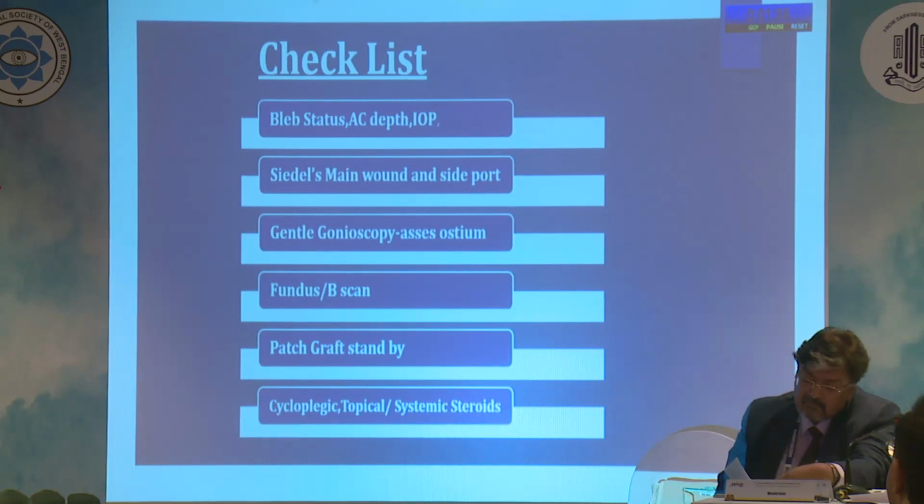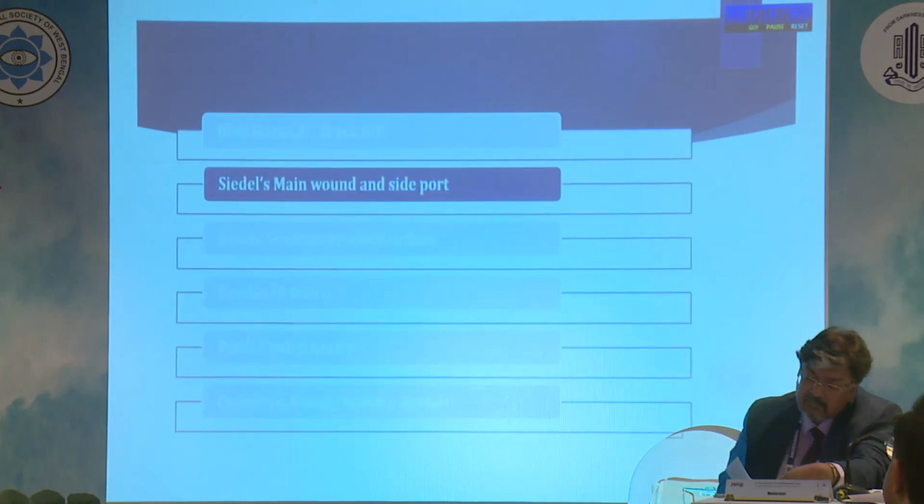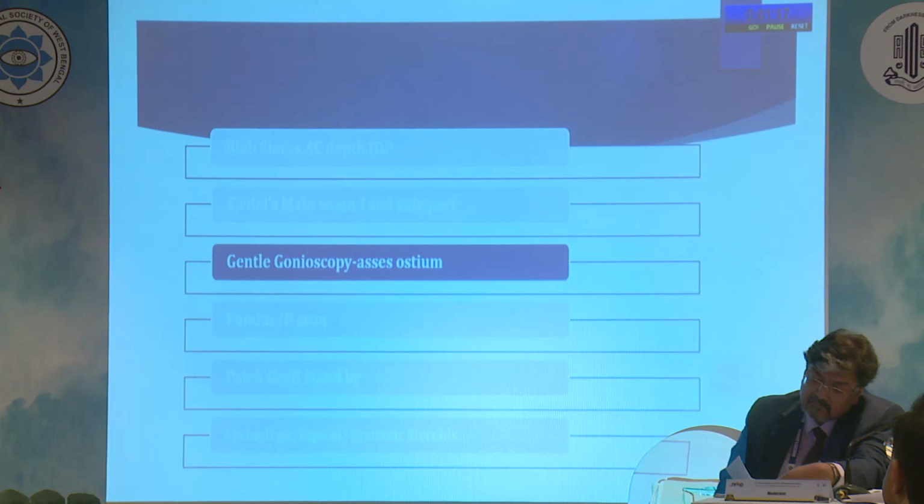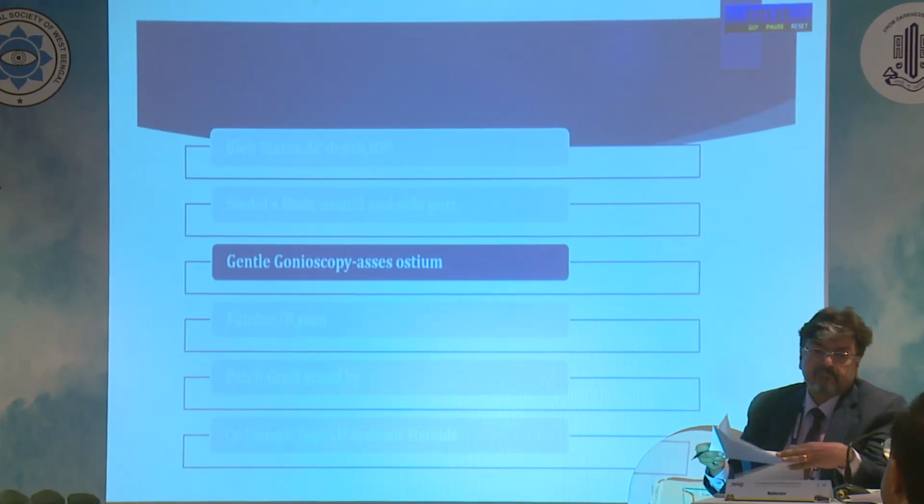We propose the following checklist for the management of immediate post-op hypotony following trabeculectomy surgery. Number 1. Assess the bleb status, anterior chamber depth and intraocular pressure. Number 2. Perform a good Seidel's test over the bleb and the side ports. Number 3. Gentle gonioscopy to assess the patency of the ostium and presence of iris tissue, capsular tags or cortical remnants.